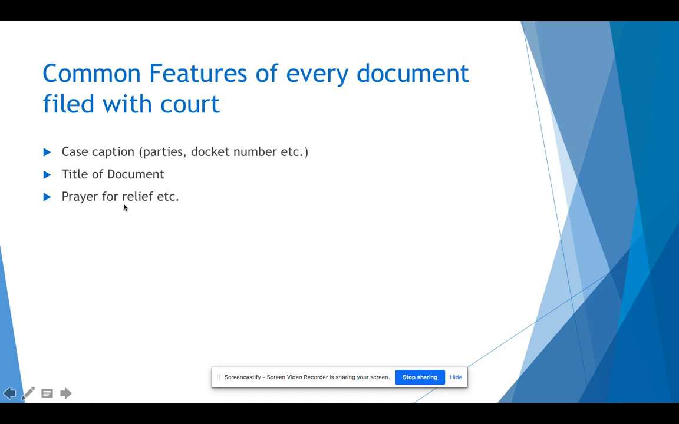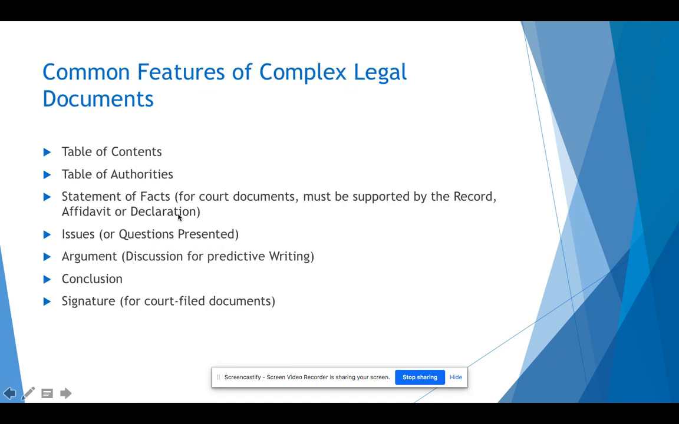Things you're going to see in any document that is filed with the court, you're going to have your case caption once it's filed, right? The parties, the docket number, the court, and then the title of the document. What is it? Is it a motion? Is it a brief in support of a motion? Is it an order? Whatever it is. And then if you are requesting something, your prayer for relief.